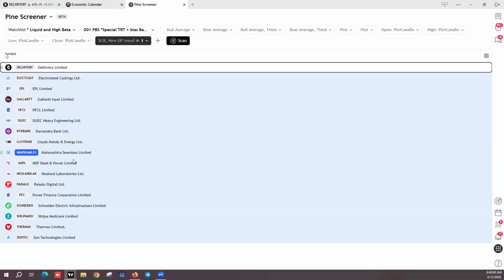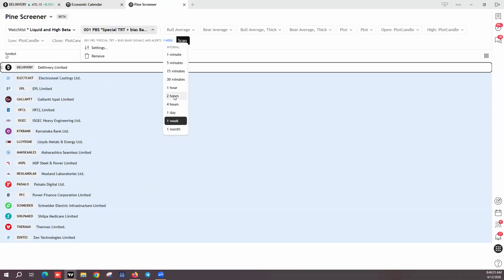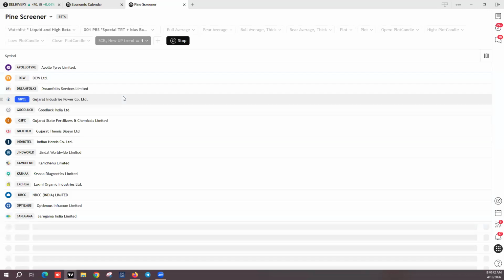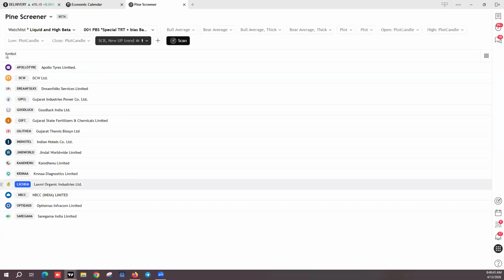Okay, so you can go to that watch list and then check those stocks. So there is 1 week, you can go to lower time frames also if you want. And if you click on 15 minutes and scan, you can see how many stocks have shifted to green color on the last candle. So there are 15 stocks which turned green on the last candle of the day.